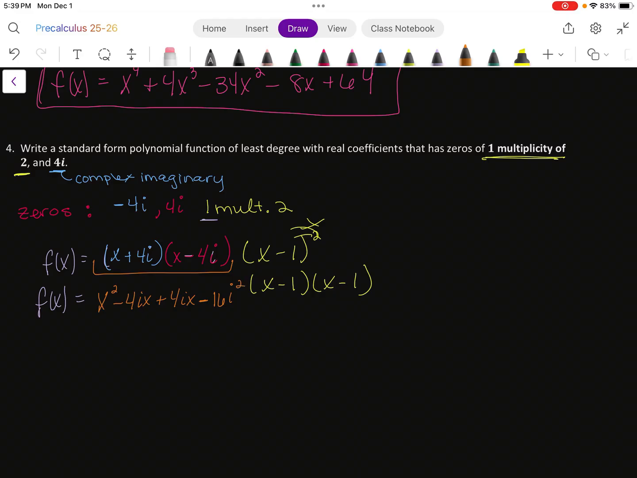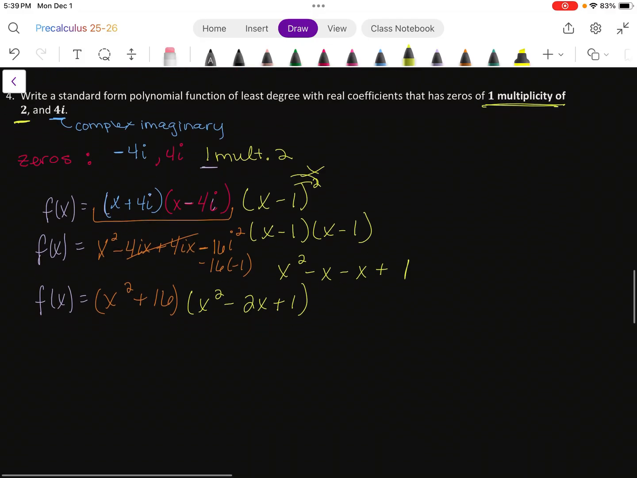16i squared. And if I keep going, those middle terms cancel out. X squared plus 16, because that's negative 16 times negative 1. All right, and then I'm going to have this stuff right here FOILed. Plus 1. So then I have x squared minus 2x plus 1.